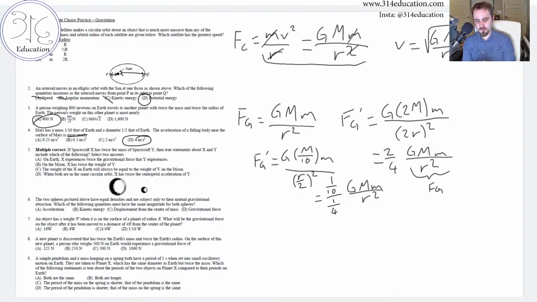For what it's worth, let's see what it would be in actuality, a bit more precise version. It would be more like 3.92 meters per second squared.